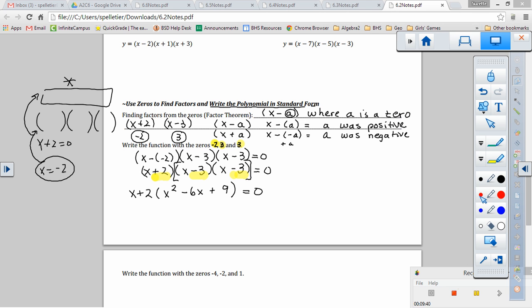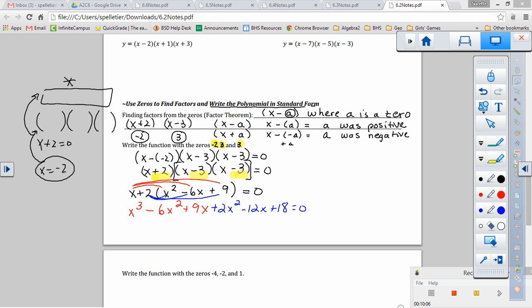And now, in red, I'm going to distribute my x to everything. So x to the third minus 6x squared plus 9x. And then in blue, I'm going to distribute the 2 to everything. So plus 2x squared minus 12x plus 18 equals 0.